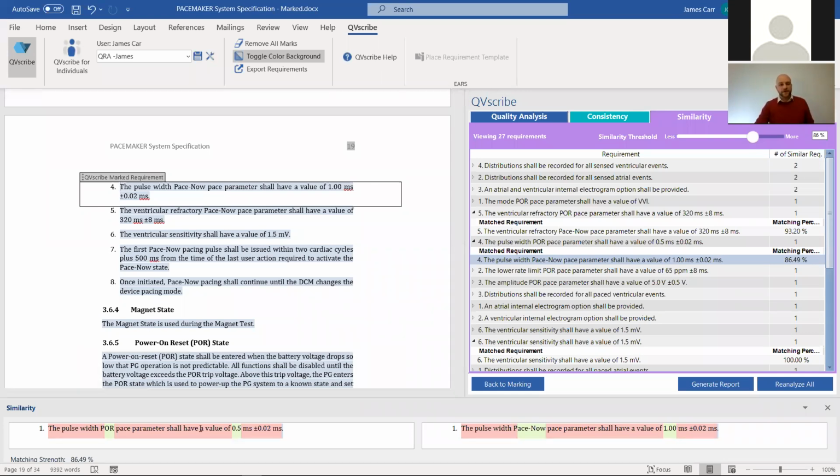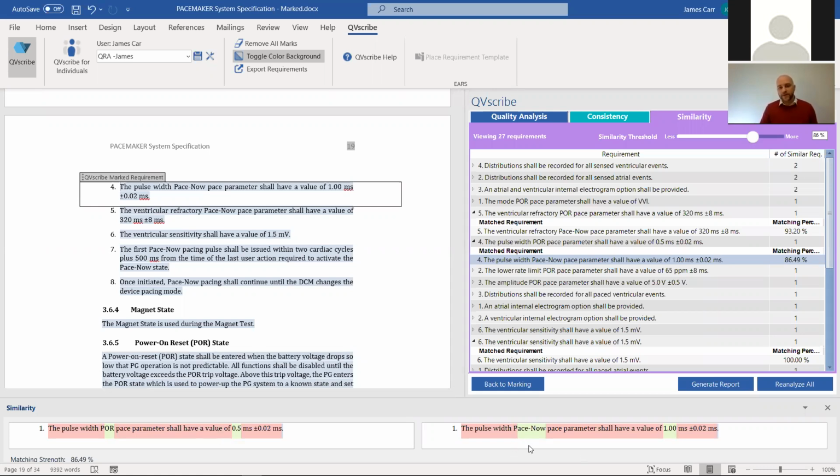And then at the bottom here, everything that's the same is highlighted in red, and just the differences are highlighted in green. So I can quickly compare. Okay, 0.5 for POR, is that right? Okay, good. Pace now for the pace now state, it's at 1. Is that correct? And so you can see those differences. So if there was a conflict here, that it was saying that we're in the same mode, it's actually giving two different values, that would immediately come to your attention. So that's the quality, consistency, and similarity.